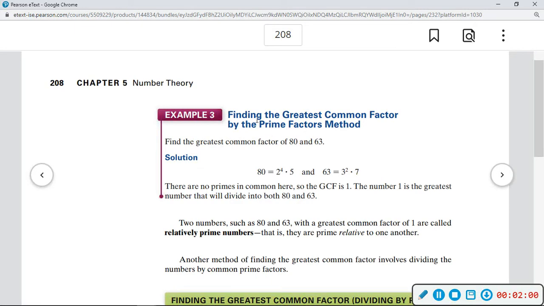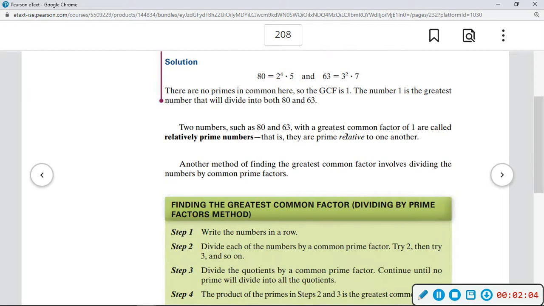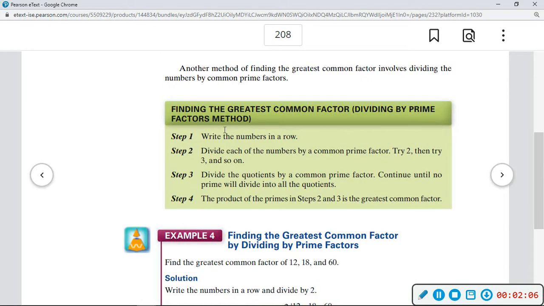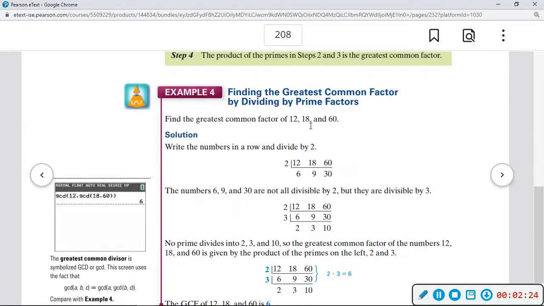We have finding greatest common factor by prime factors method. So this is one that I was not taught, but they show you, put them in a row, divide the numbers by common factor, try 2, 3, so on, and then divide the quotients by the common prime factor. So you'll keep doing this process until no prime will divide into all of the quotients. So here's what they're doing. They start out with 12, 18, and 60.